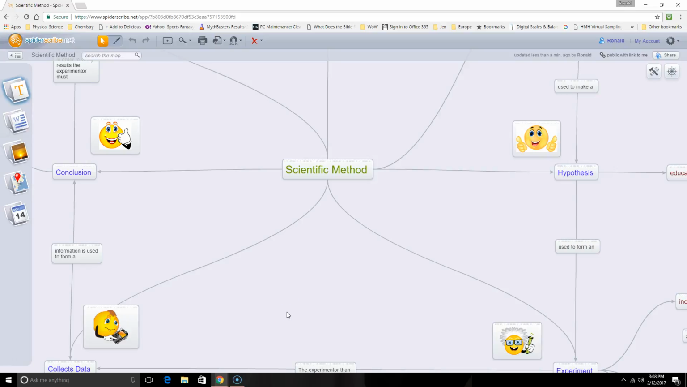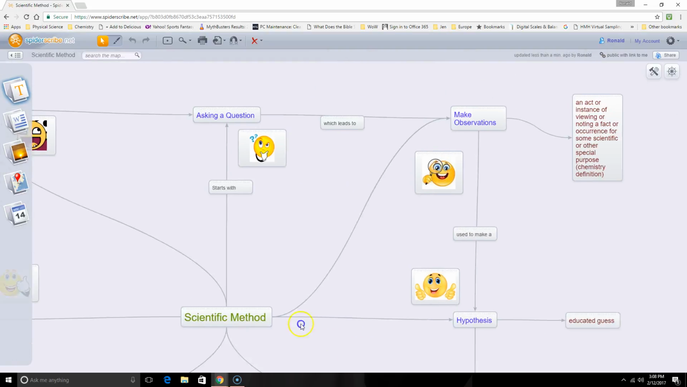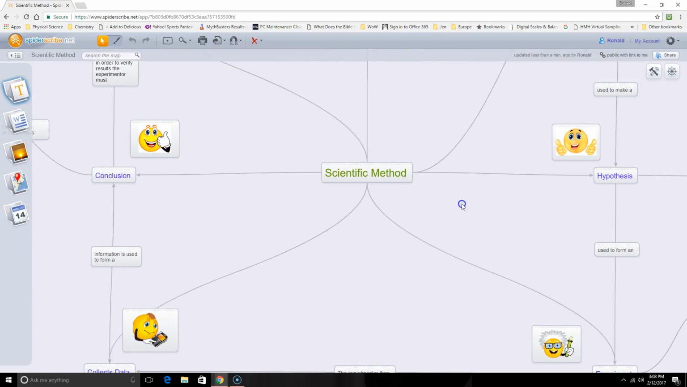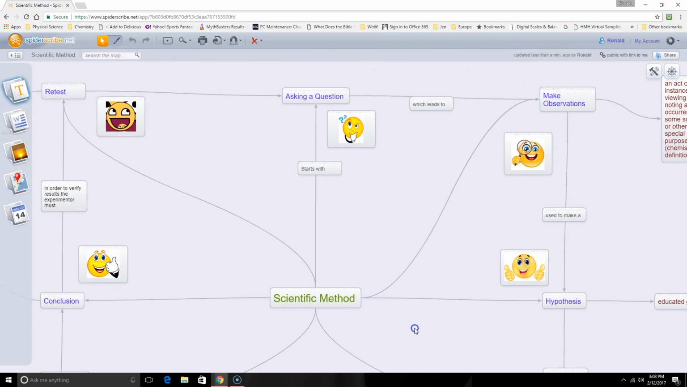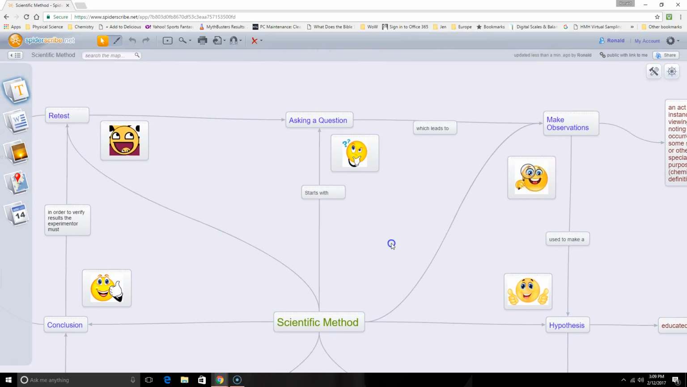The scientific method is a proven procedure that has been used by scientists since the 17th century. It is a series of steps to help scientists determine fact from fiction. Now, although there are many steps, as you can see, to this method, we will go over all of them, and we will start at the starting point, which is asking a question.